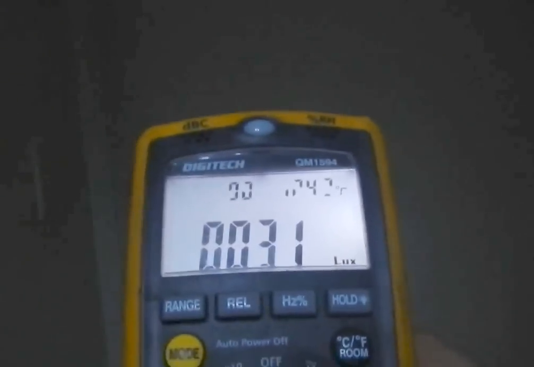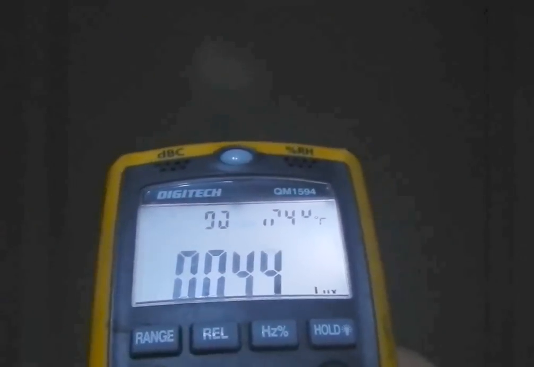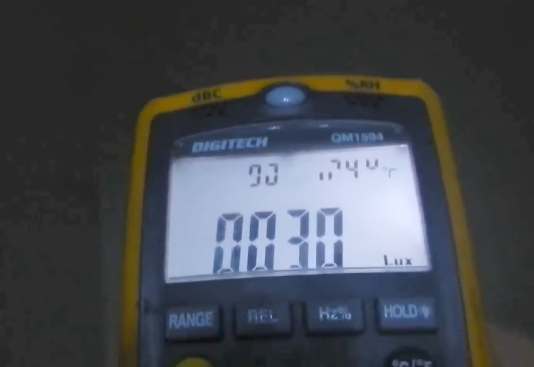Let's check the lux meter. So that's a bit over a metre away, 1.2 metres. That's about a metre away. We're getting nearly 50 lux at a metre. And that's pretty consistent around the room.